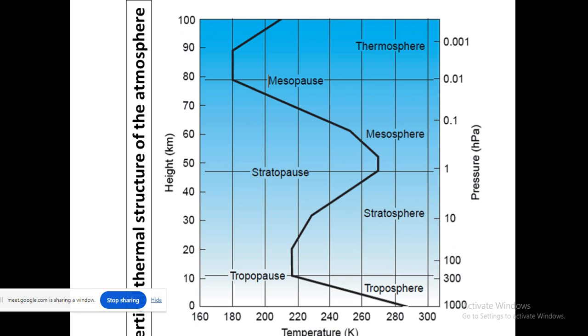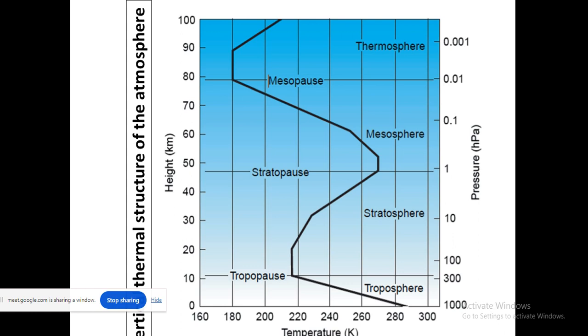We discussed this in the last class. This is the vertical variation of temperature, the vertical thermal structure of the atmosphere. In this figure, the atmosphere is divided into different layers based on temperature variation. We have four layers: troposphere, stratosphere, mesosphere, and thermosphere. The lowest layer is the troposphere, characterized by decreasing temperature with height, and the lapse rate is generally said to be minus 6.5 degrees Celsius per kilometer, which means as we travel 1 kilometer up in the atmosphere, the temperature decreases by 6.5 degrees Celsius.